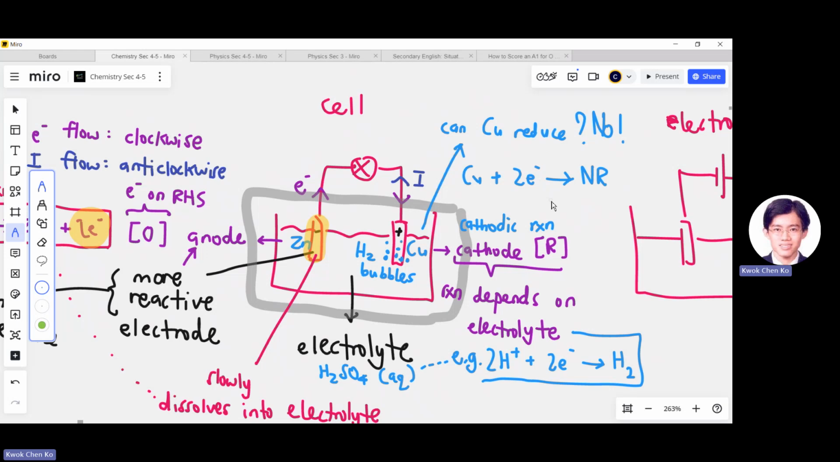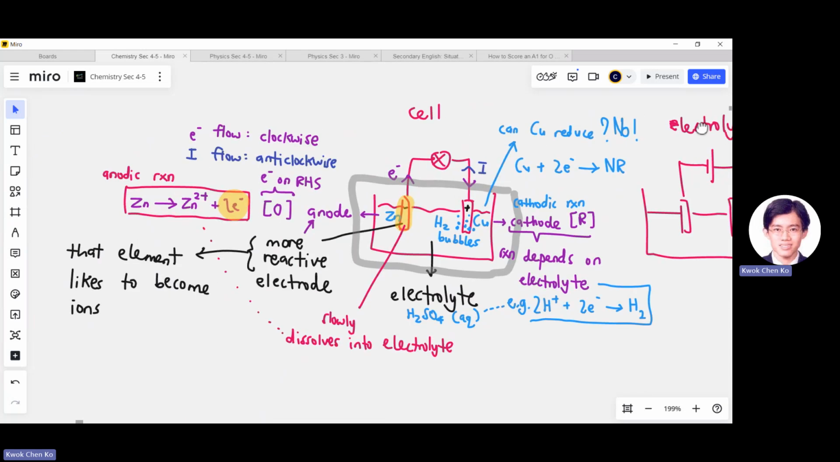Will the copper cathode disappear? Will it become smaller? Answer is no. Nothing's happening to the copper. So the copper electrode or the copper cathode will remain as it is, except that you're going to see bubbles on it. But the cathode will not become smaller. Or of course, neither will it become bigger. Any questions? No?